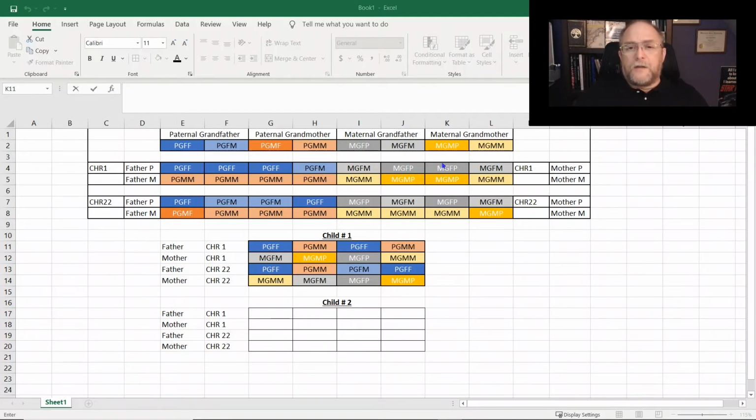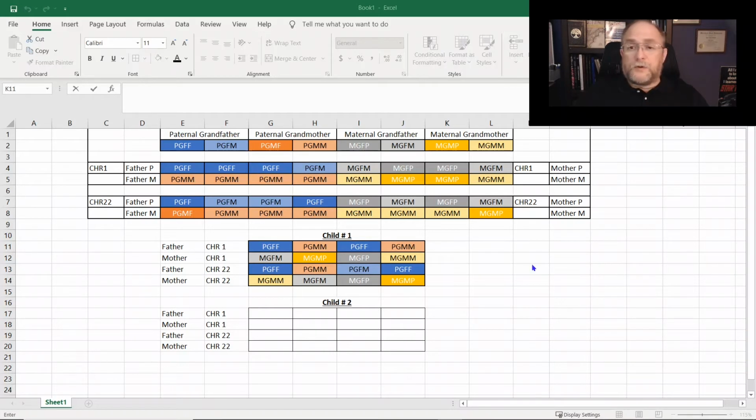Same thing on the mother's side. When she could give this or this, she gave this, which is her maternal grandfather's mother. In this section, it's one of these two. It turns out to be this one, maternal grandmother's parent or father. This one could give one of these two colors, gave this one, and could give one of these two segments, and it was this one.